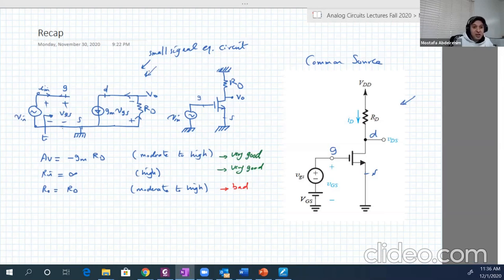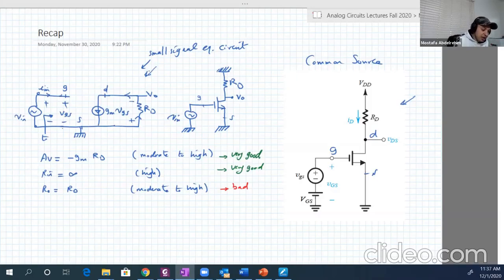And one note here is that you can say, okay, I will increase RD to increase Av. But then you should remember that if you increase RD, yes, Av will increase, but Ro will increase as well. So it's a trade-off here, okay? You can't just go with any value for RD.